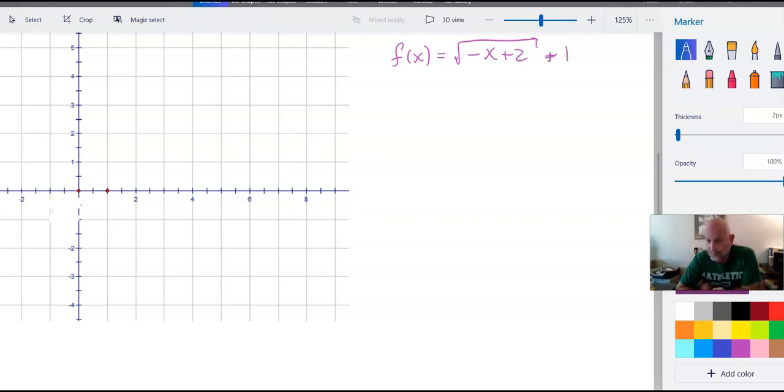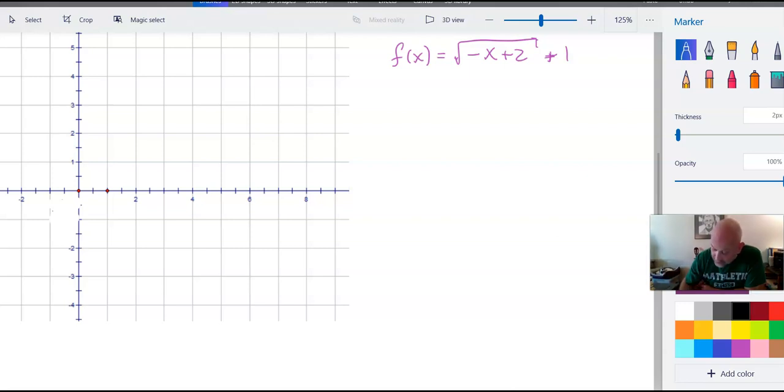Okay, so first things first, you note that a is 1 in this case because there's nothing written out in front of the absolute value, in front of the square root. So there's a 1 there, right? It's being multiplied by 1, which means there's no vertical stretch or compression. It's just the size it's supposed to be.